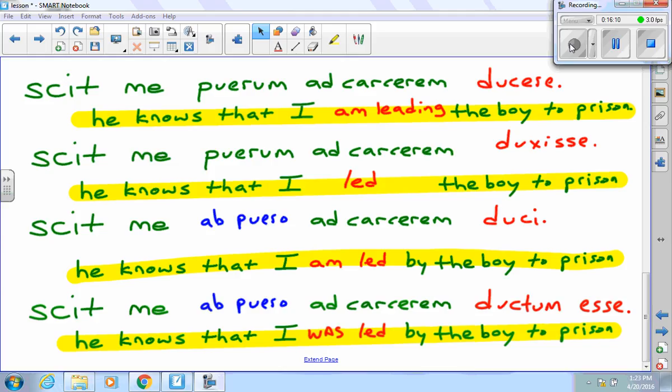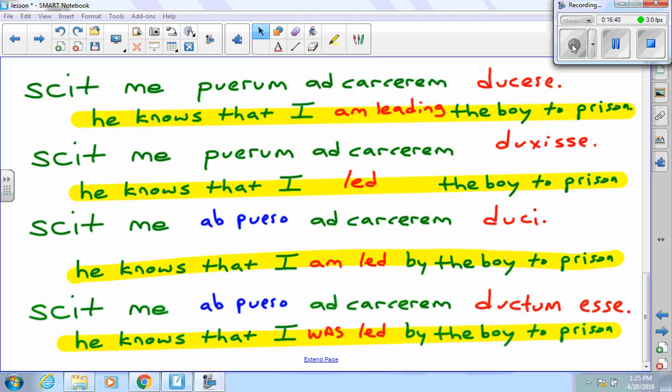In the first one, I'm going to translate ducere, which is present, as the same time. So scit is in the present, so I'm going to translate ducere as the present as well. He knows that I am leading the boy to prison. In the second one, I've changed ducere to duxisse. Because it is a perfect active infinitive, it's perfect tense, it happened before. Scit is in the present, so I need to make duxisse happen in the past. He knows that I led the boy to prison.